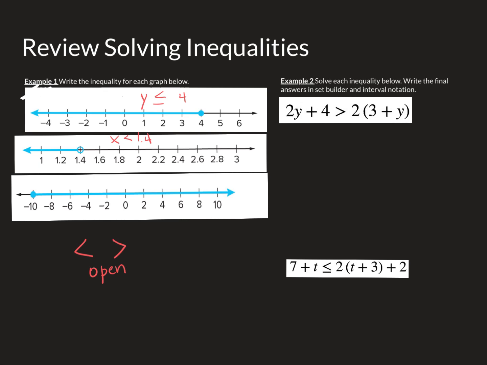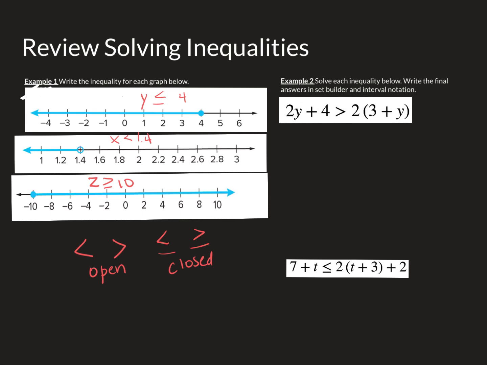And for the last one, I'm going to use Z for this one. That is a closed circle, so I know I'm going to use less than or equal to or greater than or equal to because those are closed circles. And the shading is to the right, all the numbers greater than or equal to -10. So those are the answers to example 1.